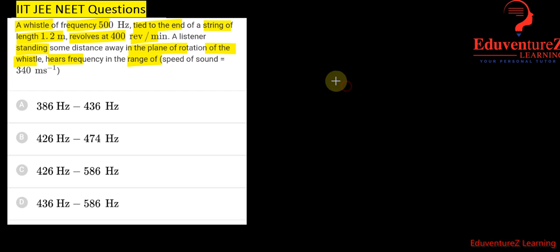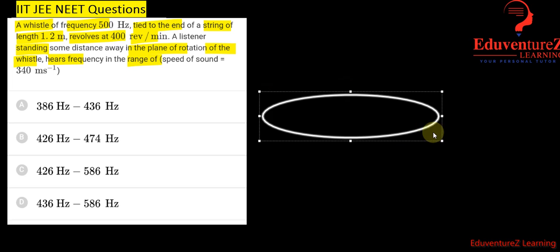Suppose this one is a circle and the circle is horizontal. Okay, so the particle is rotating in this circle. And suppose a man is standing at some distance. It may be this side or it may be this side, so I am taking the person on this side.